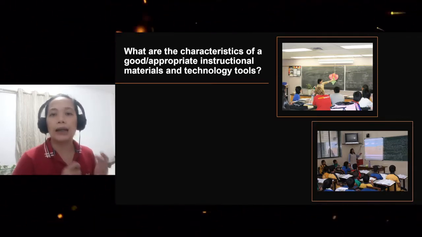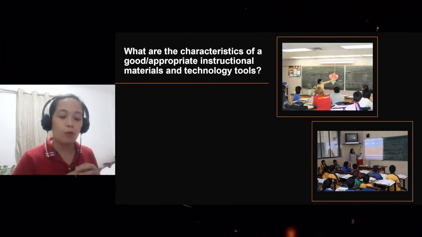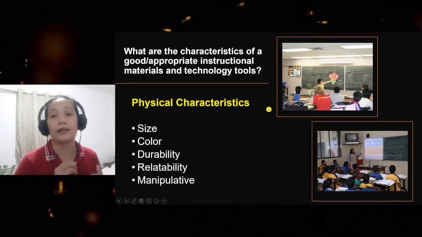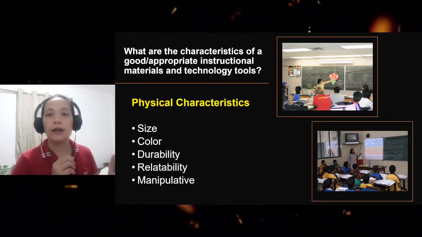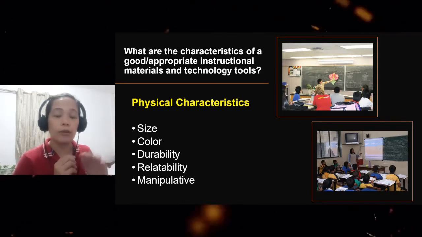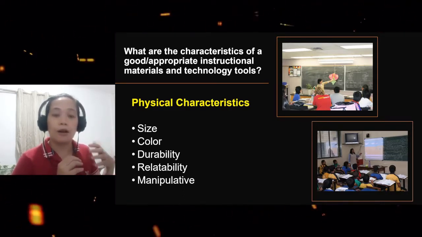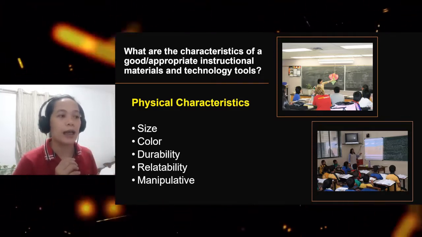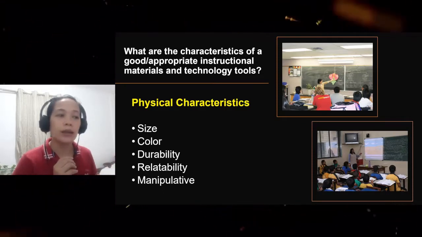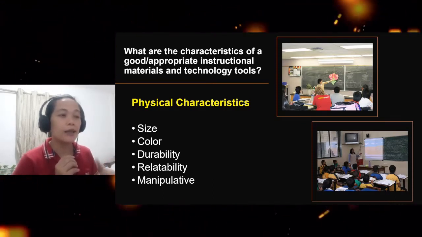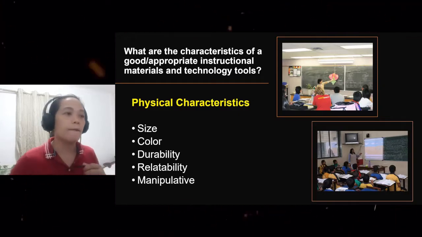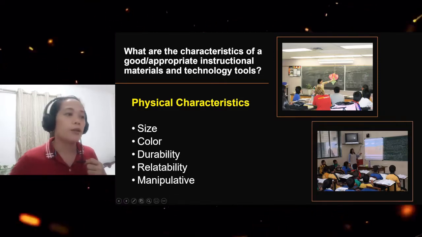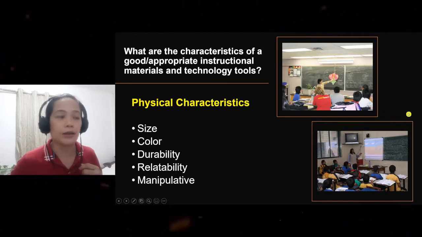We can identify a few characteristics, and some of the obvious ones here are the physical characteristics. We have here five. There are a lot more if you are going to search from other references, but we just identify five here. Of course, the size, the color, the durability, the relatability, and if it is manipulative for the students. Let us discuss or at least give a short talk on each item here for physical characteristics.